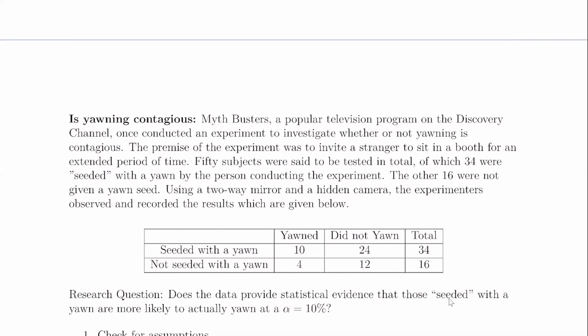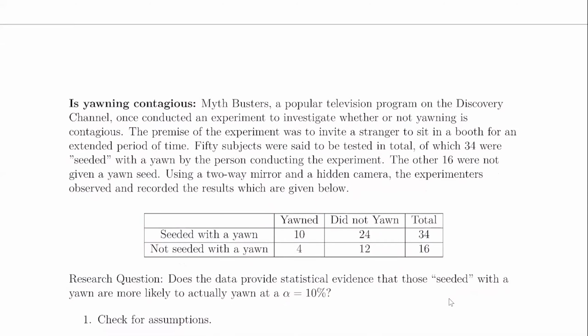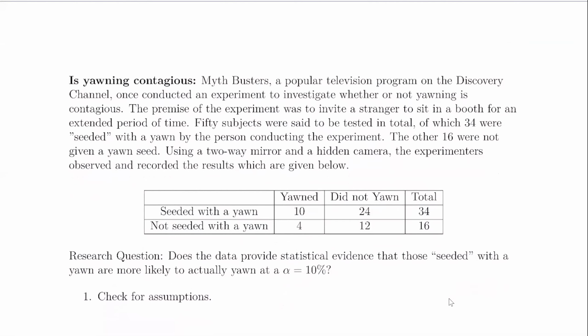Then you have the second group, not seated with a yawn, which means nobody in the crew was in that group. They just wanted to see if those people would naturally start yawning by themselves. The research question we want to answer is: does the data provide statistical evidence that those seated with a yawn are more likely to actually yawn, at a 10% level?